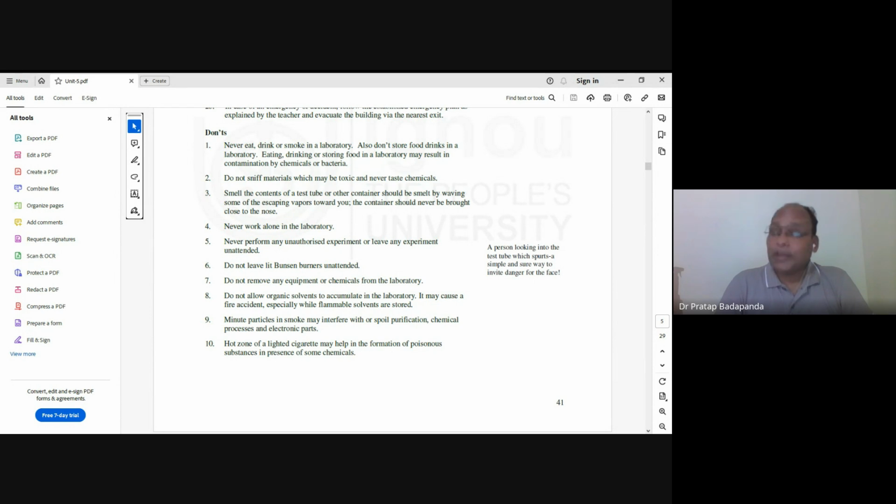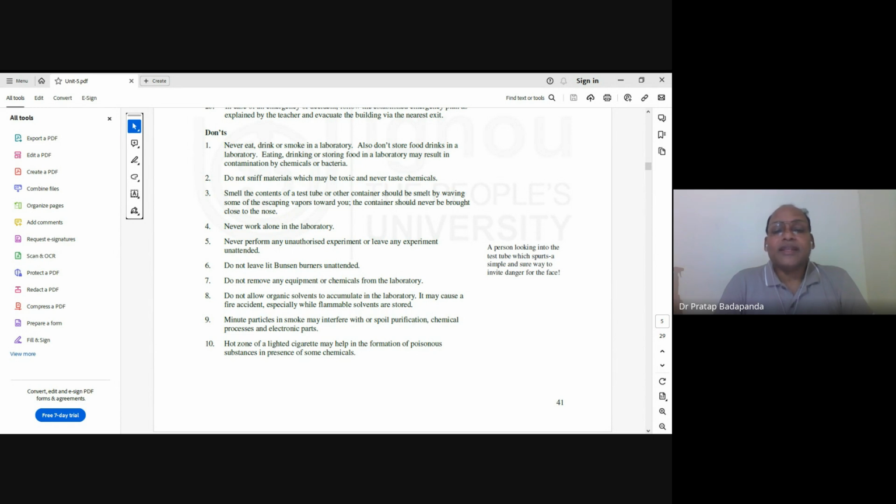Disposal of things should be done in the proper way. Don't allow organic solvents to accumulate in the laboratory. It may cause a fire accident, especially where flammable solvents are stored. That is another thing, organic solvents.